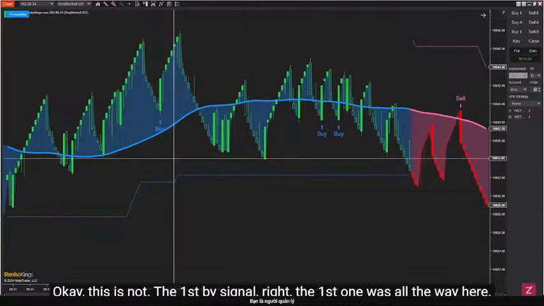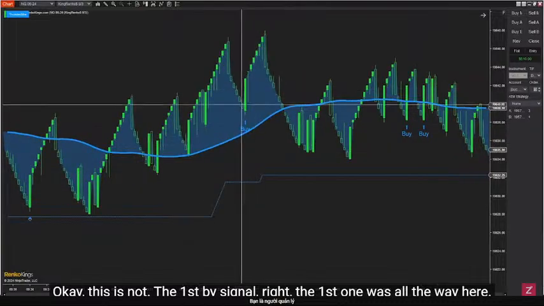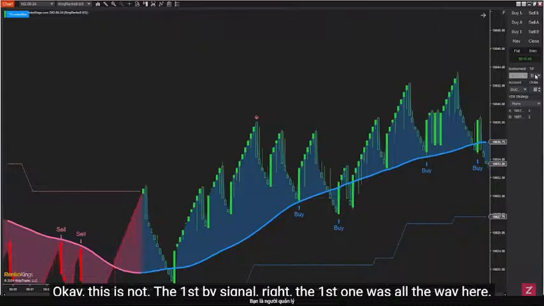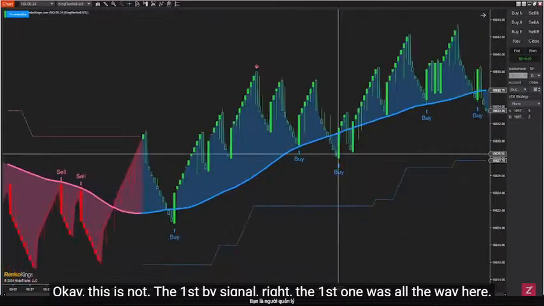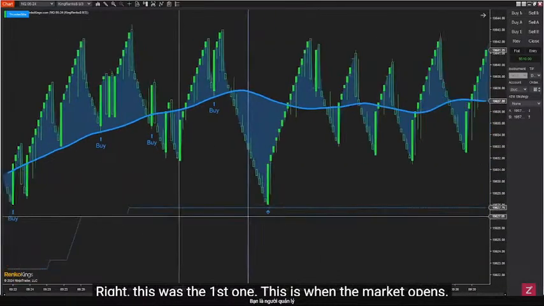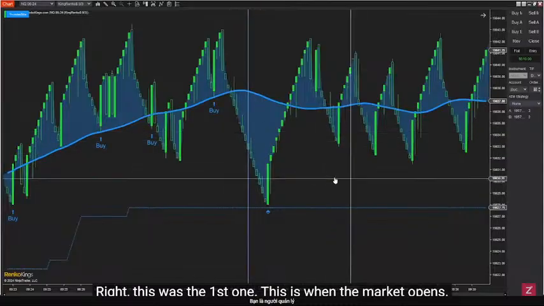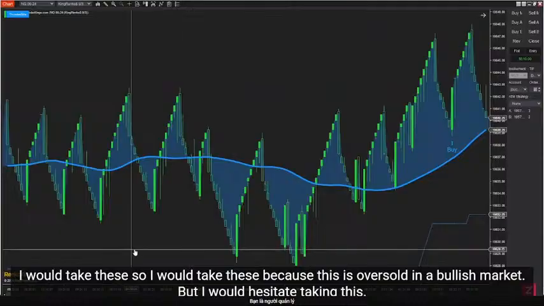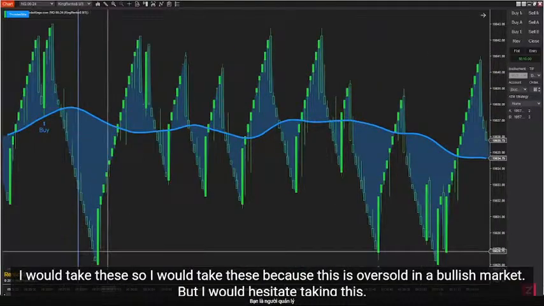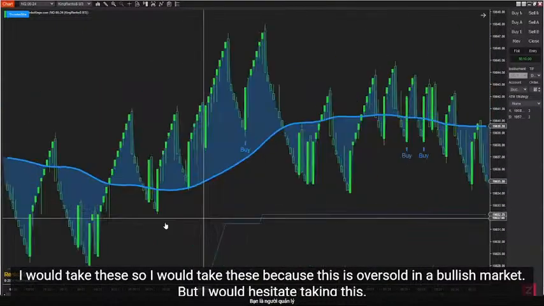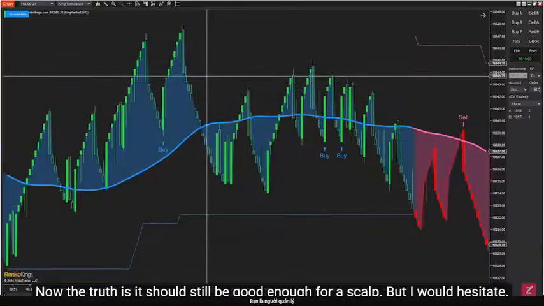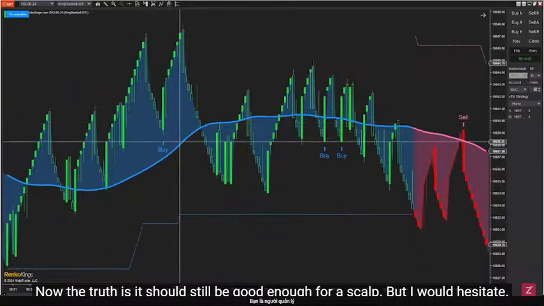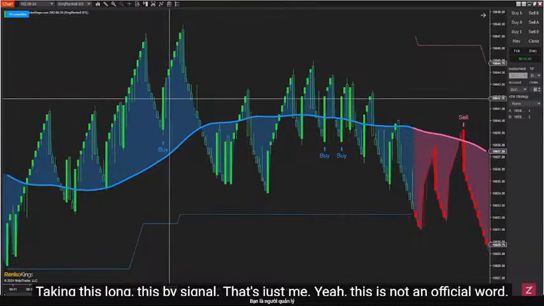This is not the first buy signal, right? The first one was all the way here. This was the first one. This is when the market opens. I would take these, because this is oversold in a bullish market. But I would hesitate taking this. Now, the truth is, it should still be good enough for a scalp, but I would hesitate taking this buy signal.